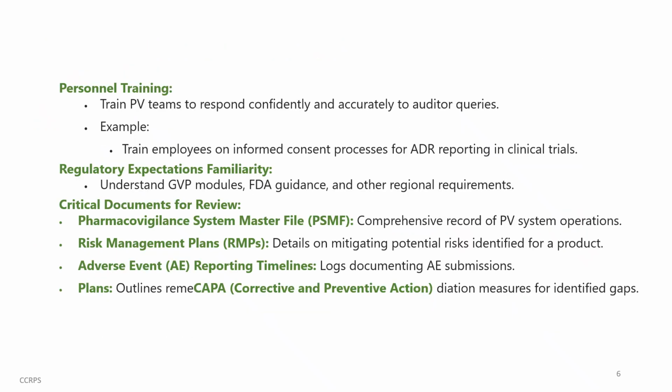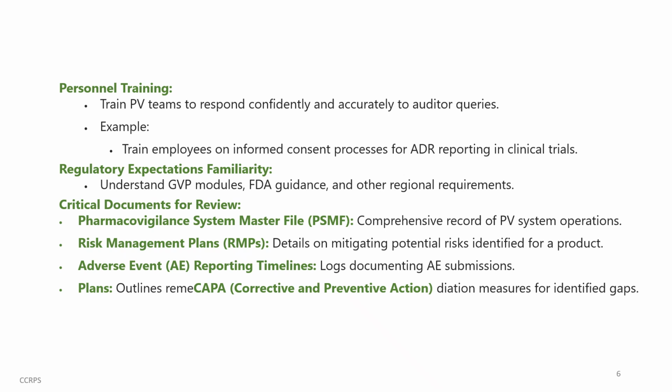Personnel training. PV teams ought to be trained to respond confidently and accurately to audit queries. For example, employees that are trained are informed about the consent process for adverse drug reaction reporting in clinical trials. Regulatory expectations and familiarity: it is important to understand GVP modules, FDA guidelines, and other regional requirements.